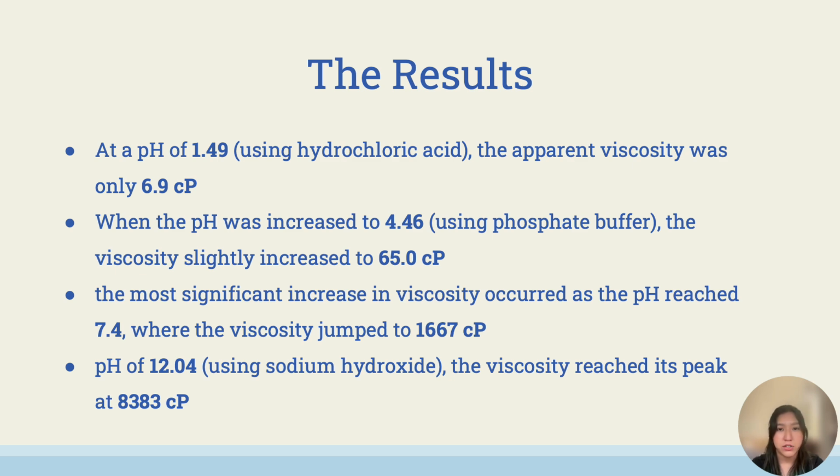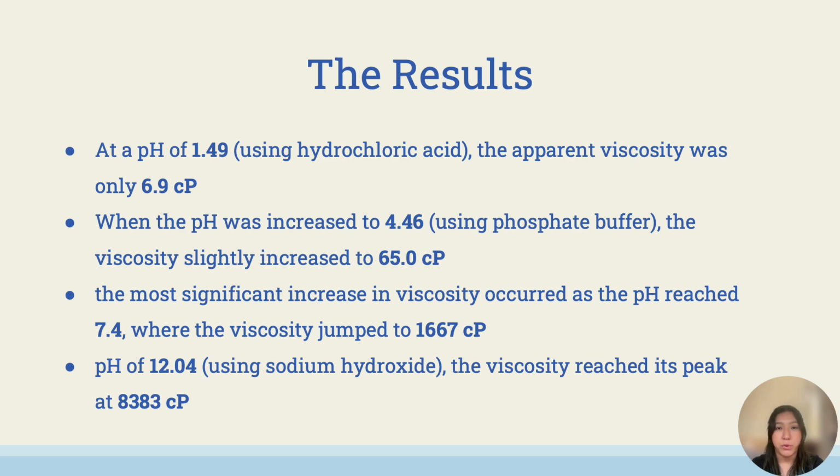The most significant increase in viscosity occurred at a pH of 7.4, where it jumped to 1667 centipoise. At this pH, the carboxyl groups are fully ionized, leading to a strong electrostatic repulsion between the polymer chains, which causes the gel network to expand significantly, increasing the viscosity.